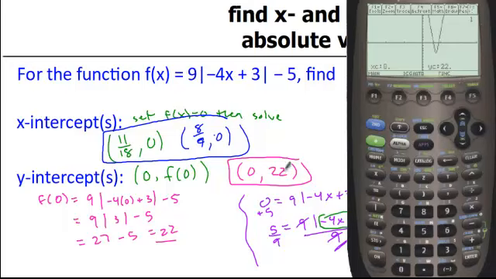But once again, taking f of 0 on your home screen is just as easy. And again, using that first method, way easier.